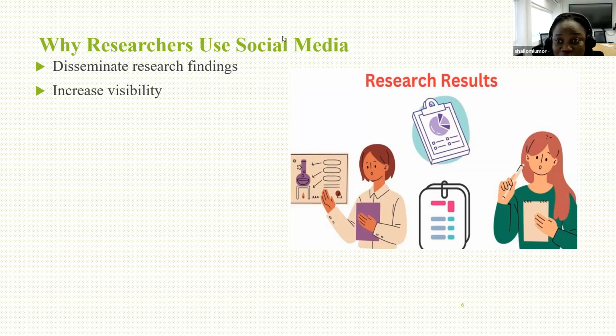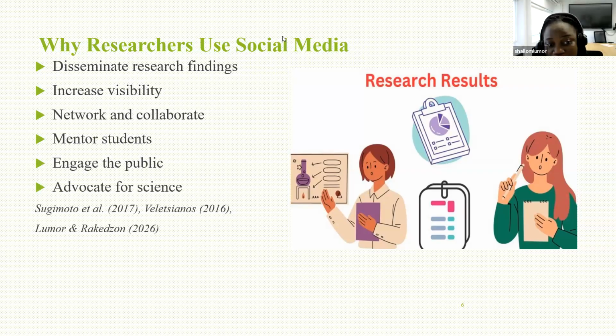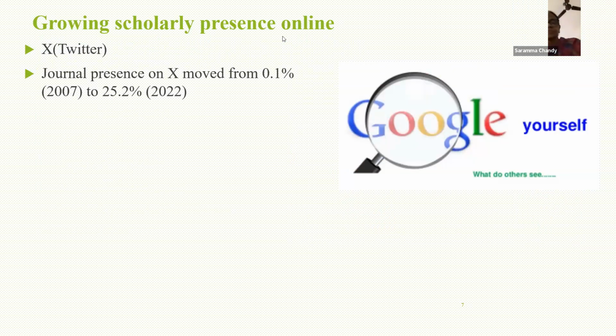So it's not just to share research results. You want to increase visibility of your research or your paper, and network and collaborate. How do you network with other like-minded people? In case you don't have access to funds to travel for a conference, how do you find people to collaborate with you? The immediate infrastructure is social media. And to mentor students, researchers are able to mentor students using social media, engage the public, and also advocate for science.